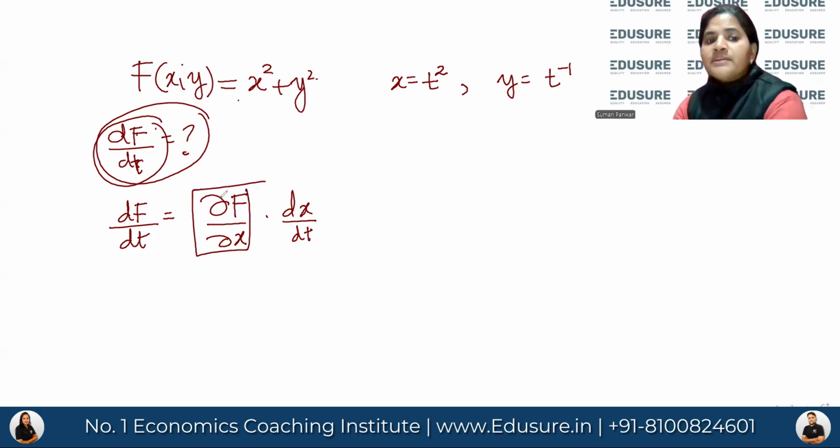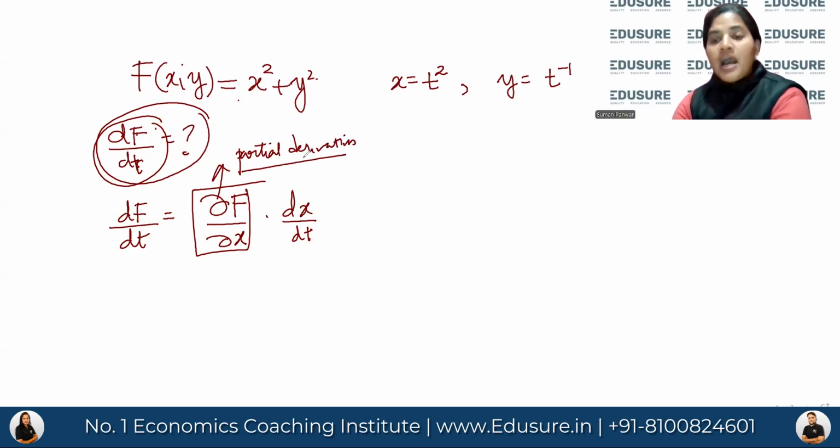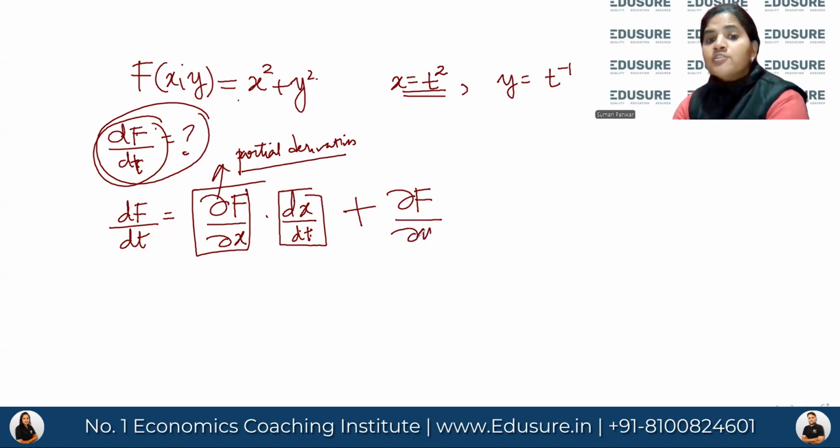I am using different kind of symbols. This symbol is for partial derivatives. So we know what are partial derivatives. Partial derivatives are the derivatives of multivariable functions. So if we are differentiating with respect to x, we are treating other variables as constant. Now I am using dx by dt over here because x is a function of one variable t. So we have simple differentiation. And then we have to differentiate f with respect to y also, the partial derivative, and then y has to be differentiated with respect to t.